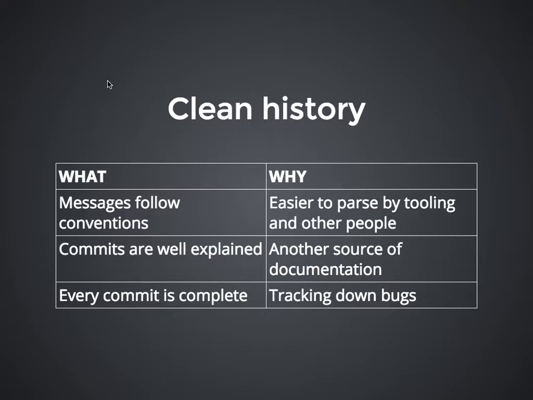This is important when you start using tools like git bisect, for example, which I'm going to show and explain later. But these are the three main points, I think. Now that we've talked about what and why, let's talk about how.